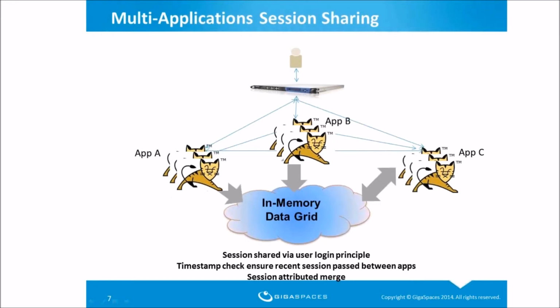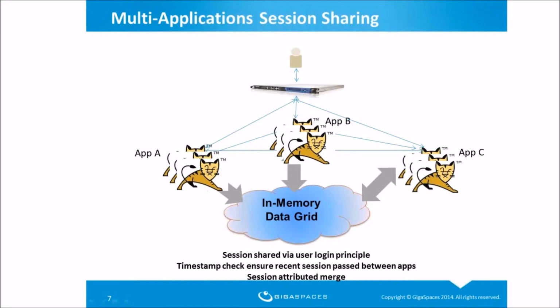Multi-application session sharing. With this session sharing model, the web user interacts with multiple web servers through a load balancer, with each server running a different web application. It may be one logical big web application that has been broken down into different modules such as web portals, each running a different web server, potentially running on a different host. Each web app may access different web apps during the life cycle of the application.